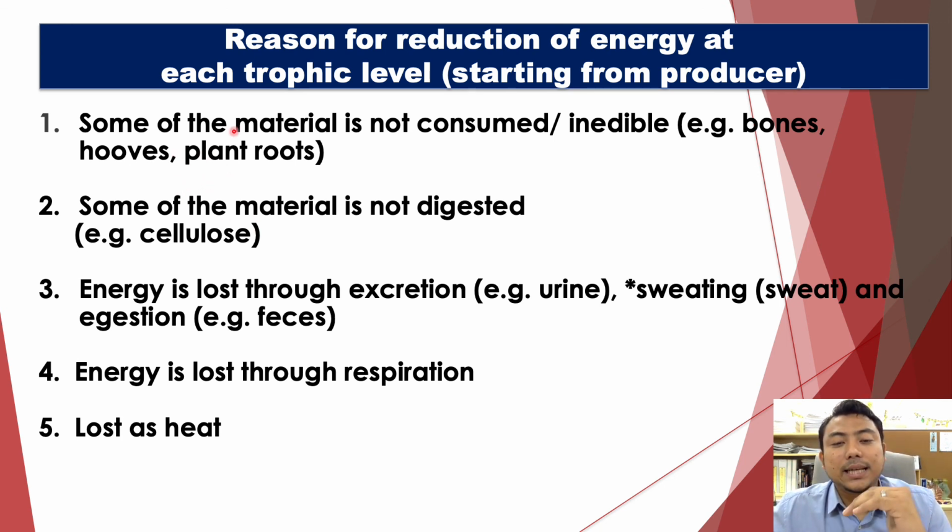So maknanya dia nak cakap kat sini, reason kenapa hanya 10% yang sampai kepada next trophic level, tak semuanya sampai, sebab sebahagian daripada material tu tak boleh dimakan pun oleh next animal tu. Okay. Some of the material is not digested, maknanya tak boleh didigestkan. Contohnya seperti Cellulose tu tak boleh digest oleh perut kita. Energy is lost through excretion, urine, sweating, dia berpeluh, and also ejection, feces, najis dia.